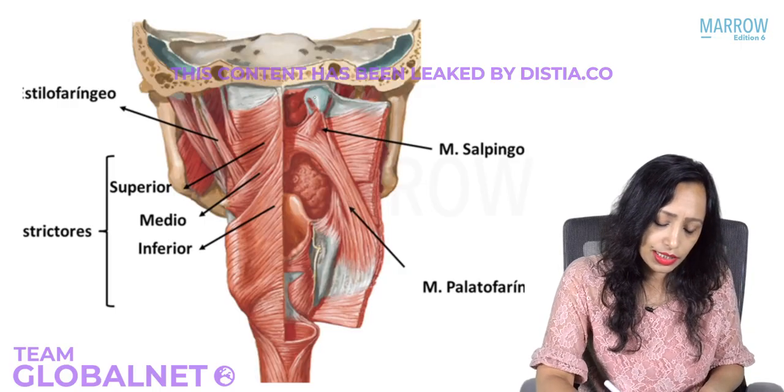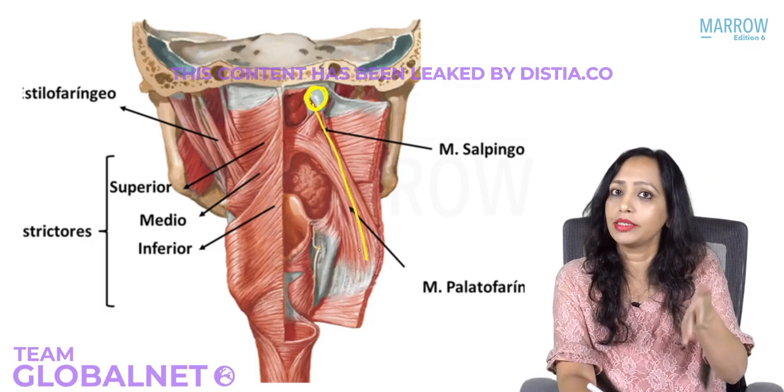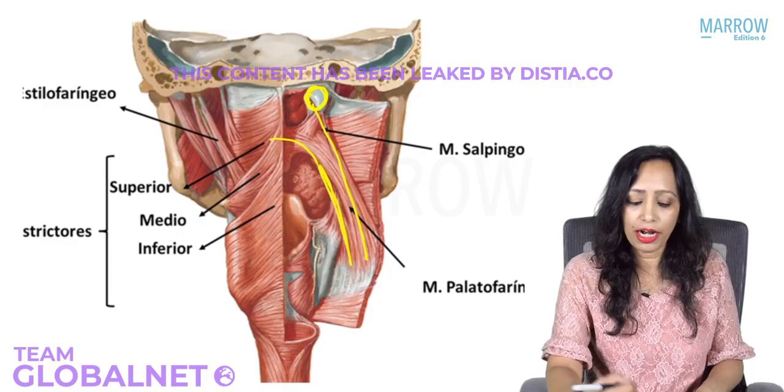Yes, can you see this? This is the eustachian tube. So from here comes down the muscle. This is, name it, quickly name it. Yes, salpingopharyngeus. From the palate comes down this muscle. What is this? Yes, palatopharyngeus.